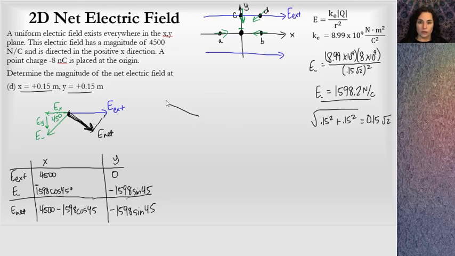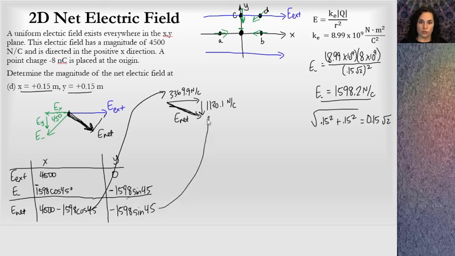When I look at it, this will be 4,500, and when you calculate this value, it will be 3369.9 newtons per coulomb, and this value will be 1130.1 newtons per coulomb. That is the net electric field. It has these two components, and that comes from here, and that comes from here. I can find the value of that net electric field then. I will use the Pythagorean theorem in order to find the value of E net.